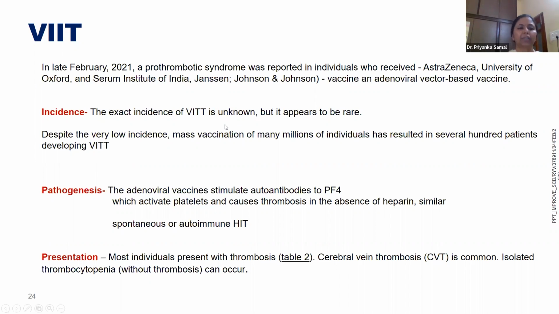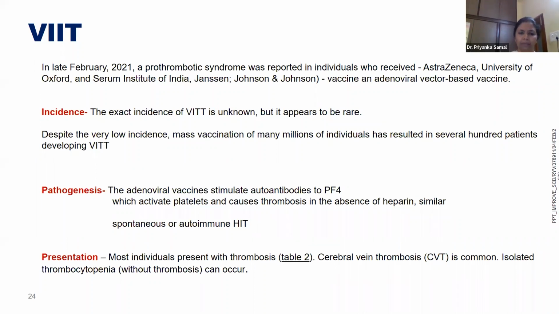So the incidence is not very common, it is rare, but it is also not well documented what the incidence is. But what happened, there was mass vaccination going around throughout the world, as a result of which even 2 or 3 cases which cropped up were significant at that point of time because they occurred at a single time point. So therefore, the incidence cannot exactly be said, but we understand that we should know what VIT is and how it is to be managed.